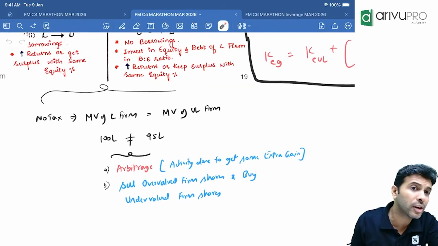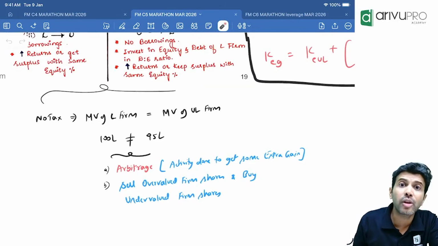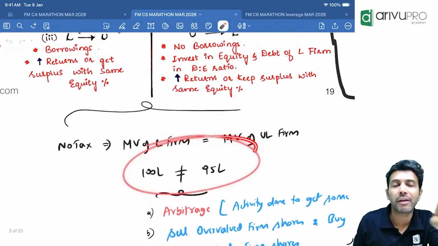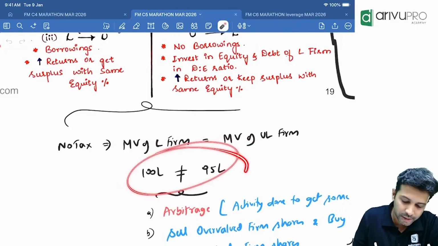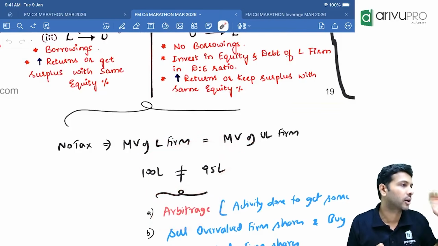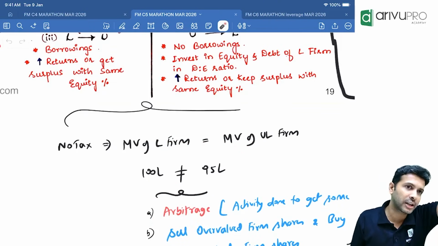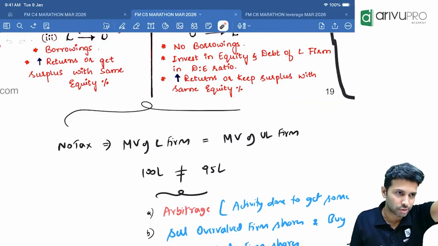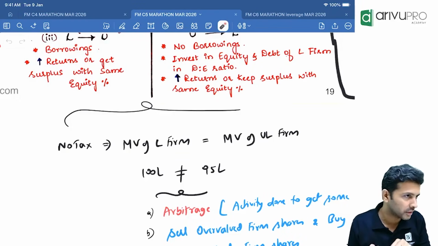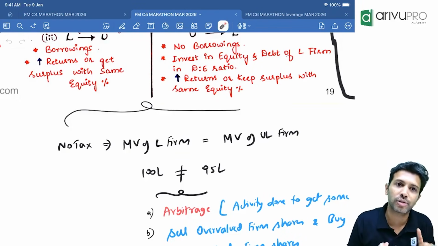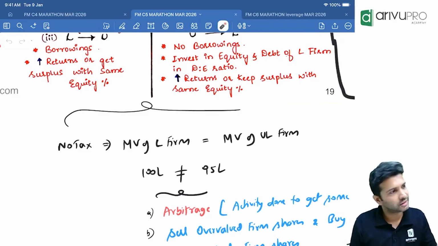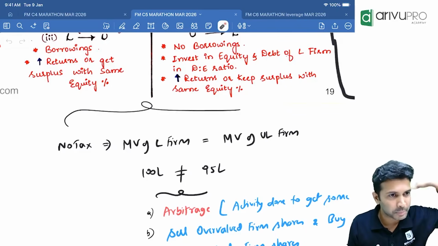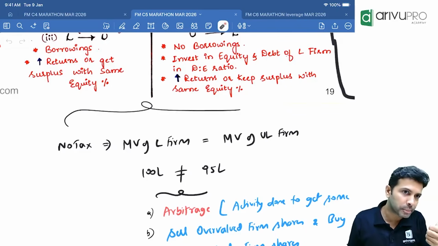Who does this? Company or investor? Investor. When will you do this? When these two firms' values should be the same. But is it the same? No. When they are not the same, then only you can do something called arbitrage. There are 4 scenarios of arbitrage we have done in regular class, 4 problems also, right? 1 I will take you through over here, another 3 orally we'll try to explain using that. Why not, people? This is a number game. Even if I tell now, it will not make sense. We will discuss that when the problem comes.